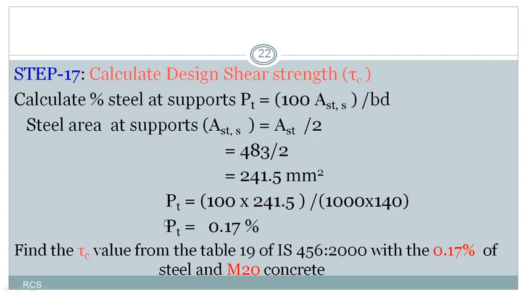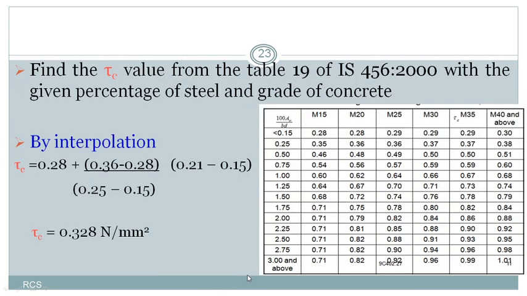Corresponding to this, we have to calculate the percentage of steel. So 100 into the area, 241.5, into 1000, that is B, and effective depth is 140. According to this, we will get PT equal to 0.17%. To find the tau C value from Table 19 of IS 456 2000, the values required are PT and grade of concrete. Here PT is 0.17, that is the percentage of steel, and grade of concrete is given as M20. Based on this, we have to calculate tau C.